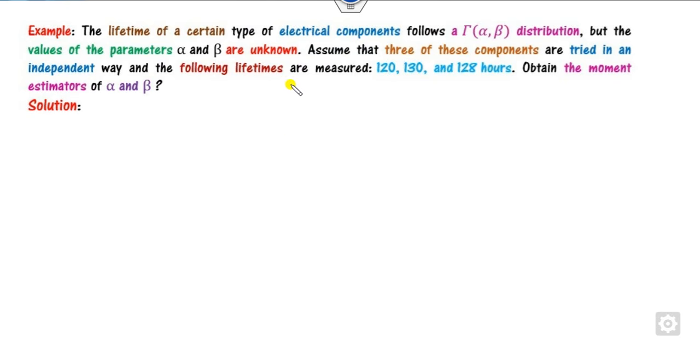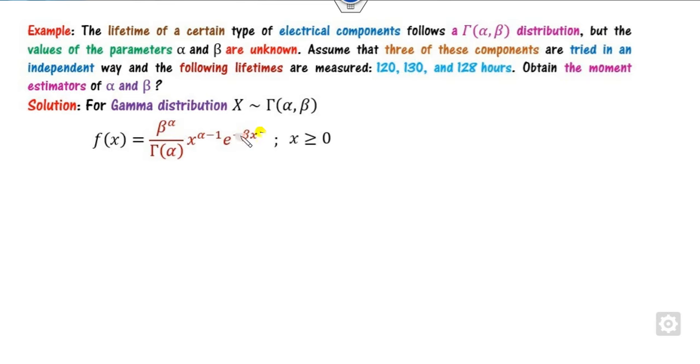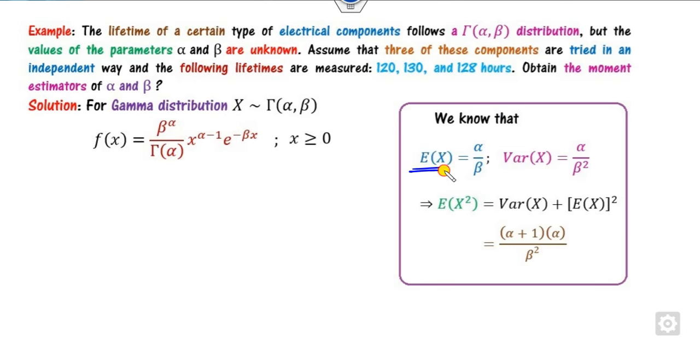But you can see in this example, how many unknown parameters are there? There are two unknown parameters, alpha and beta. It means we need to find the value of E[X] and E[X squared]. What is the distribution? It is a gamma distribution. Once you know that it's a gamma distribution, we already know the mean of the gamma distribution, that is here, and the variance is this. From this variance, using this formula, we can compute here. This is the first method.